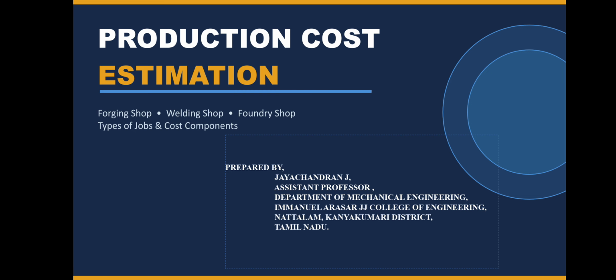Now I am teaching the subject Process Planning and Cost Estimation. Here I am taking Unit 4, Production Cost Estimation. This unit includes the main contents. First is forging shop, second is welding shop, third is foundry shop, and final is types of jobs and cost components.